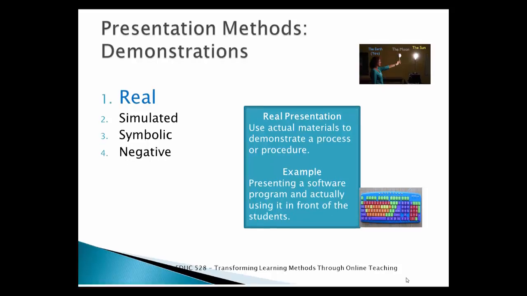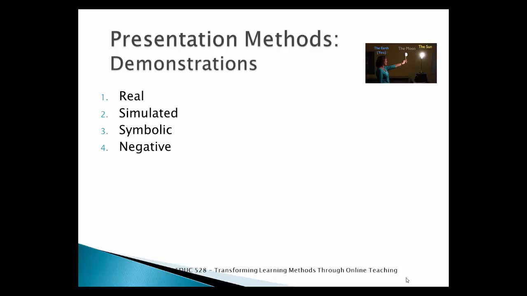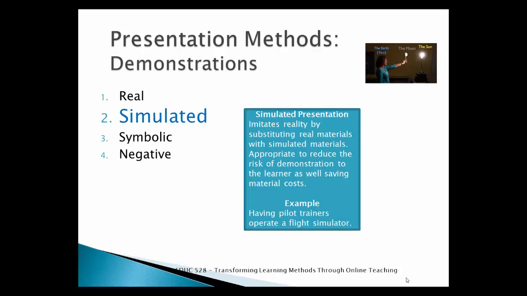The second type of demonstration is simulated. And simulated actually imitates reality by substituting different materials for real materials. This type of demonstration is appropriate to reduce the risk of the demonstration to the learner, as well as to conserve the cost of materials. Reducing the risk and saving on materials from a real to a simulation can still accomplish some of the goals of your teaching and outcomes.